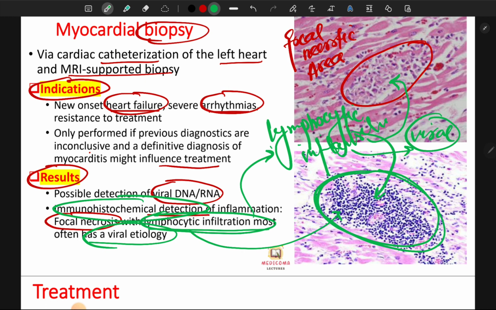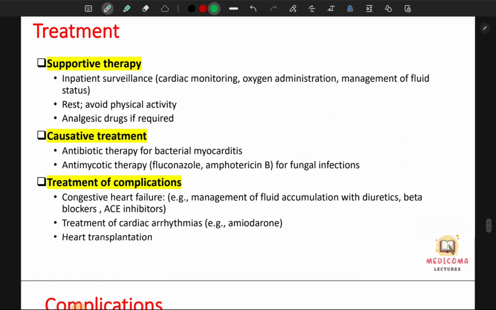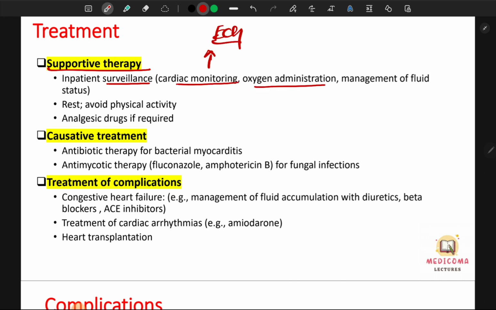Okay, next we will discuss the treatment. First of all, supportive treatment like inpatient surveillance, and cardiac monitoring by ECG. Also oxygen administration, management of the fluid status, rest, and avoiding physical activity, because we have to reduce the activity of the heart, and we have to reduce the pumping activity of the heart.